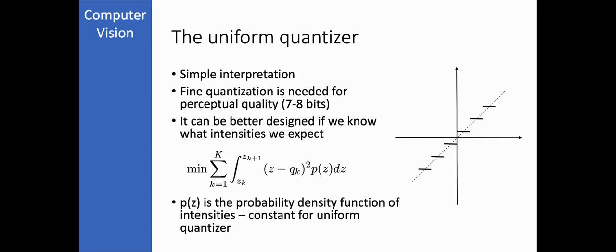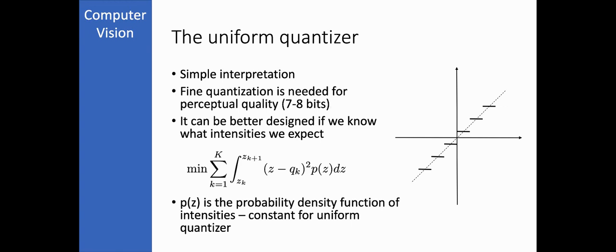Pictorially, it has a very simple interpretation. Let's assume that on the x-axis I have my actual intensity values on the real line, and on the y-axis I have the resulting quantized values. I see that for certain intervals I will use only one value, then for another interval I will use another value, and so on. I will always use the average values of those intervals. Usually, to get a good picture using the uniform quantizer, you need a large number of bits, so usually 7 or 8 bits per pixel are used.